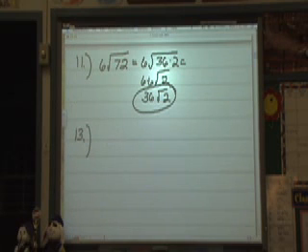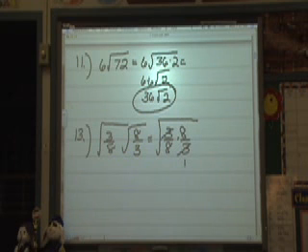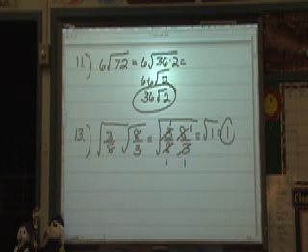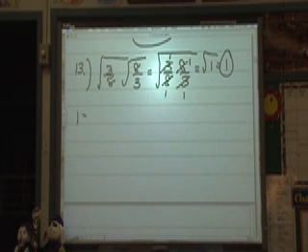Number 13, the square root of 3/8, use 2 lines for the fractions, times the square root of 8/3. Since we're multiplying, we could move them both under one radical sign, so that would be what, Nick? 3/8 times 8/3. And then we can do what? You can simplify or cancel. So that's the square root of 1, which is 1. Good.